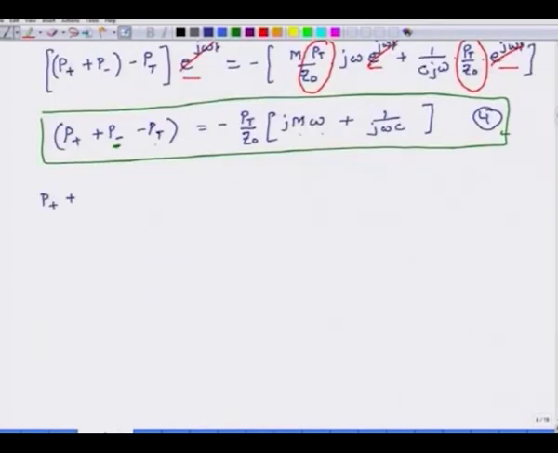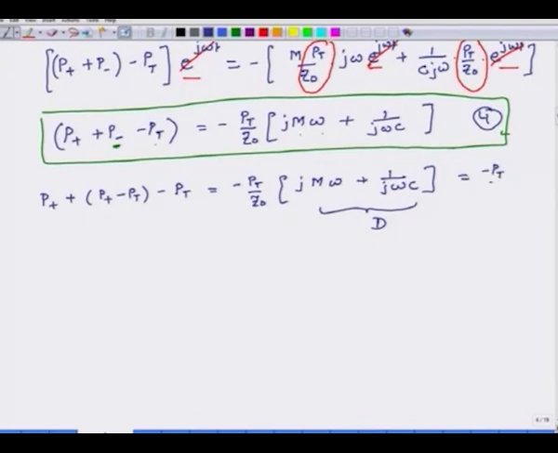So, P plus P plus minus P t, this is what P minus equals, minus P t equals minus P t over z naught times j m omega plus 1 over j omega c, and let us call this function capital D. So, this is equal to minus P t over z naught times D, where D is this whole term in brackets. Okay. So, now I simplify this.